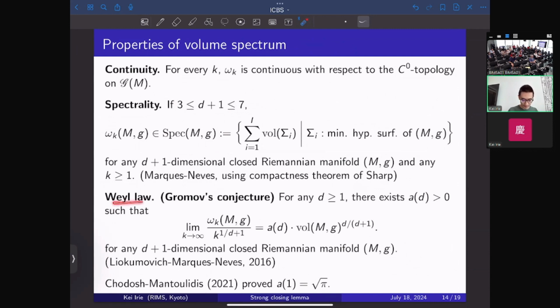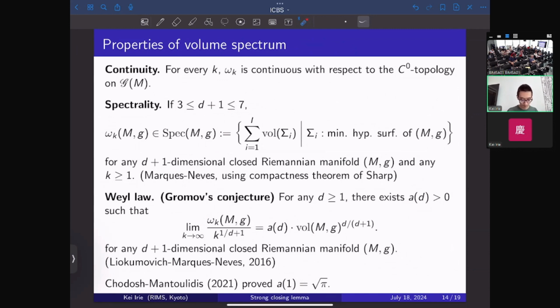And the Weyl law says that for any positive integer d, there exists a positive real number a_d such that for any d plus 1 dimensional closed Riemannian manifold (M, g), omega_k of (M, g) grows like k to the power of 1 over d plus 1, and by taking the limit, one can recover the volume of the metric g up to the dimensional constant a_d. This was conjectured by Gromov and proved by Liokumovich, Marques, and Neves. The constant a_1 was recently determined by Chodosh-Mantoulidis, and as far as I know, a_d with d larger than one is still unknown.